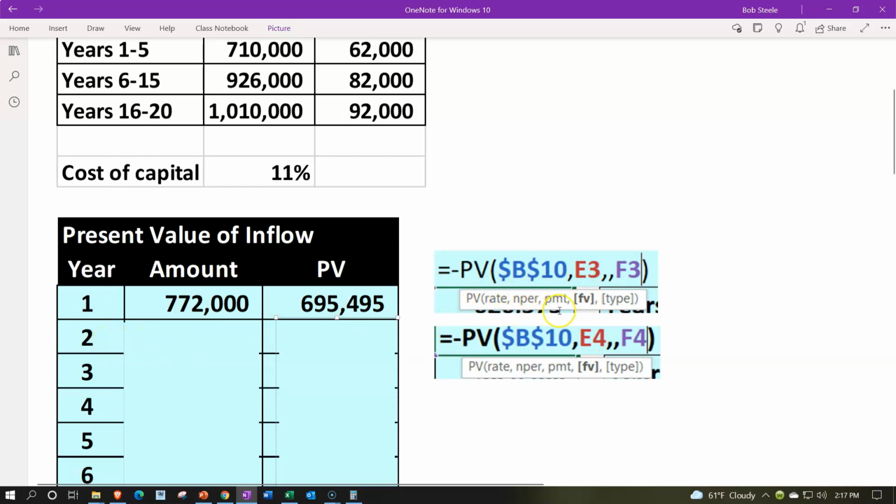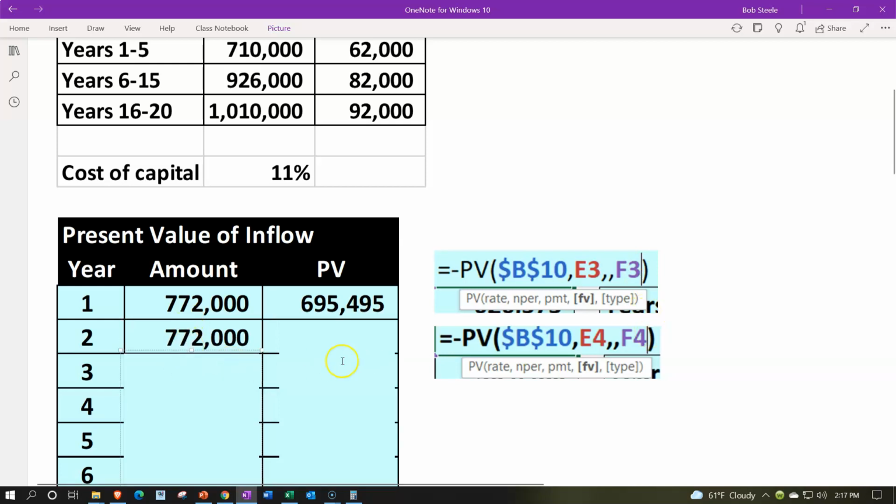Then we have comma, they have the payment. There is no payment because payment represents an annuity. Therefore, we have these 2 commas to get to the future value that represents or is the 772,000. Notice this does not have an absolute reference, no dollar sign before the F and the 3 because we're going to copy that down and it'll move down as you can see here to the next cell.